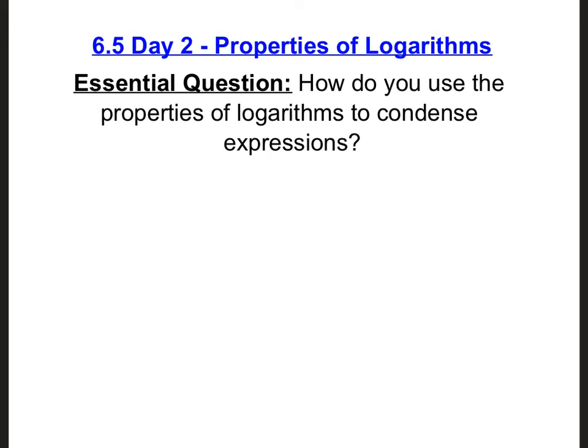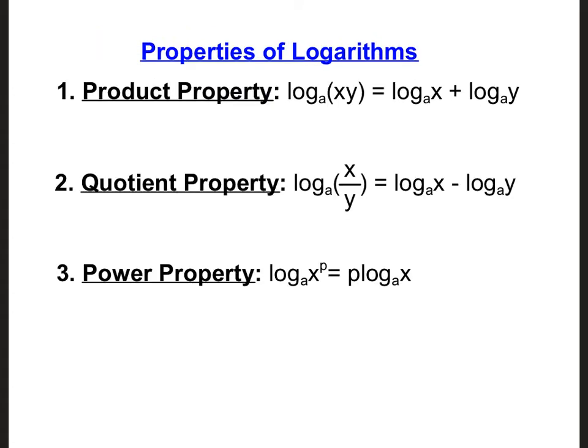Today we're talking about properties of logarithms again. Only today we're talking about how to use the properties of logarithms to condense expressions. Yesterday we expanded them, today we're going to condense them, make them smaller. Your properties are the same as yesterday, so if you wrote this down, you're already good to go.